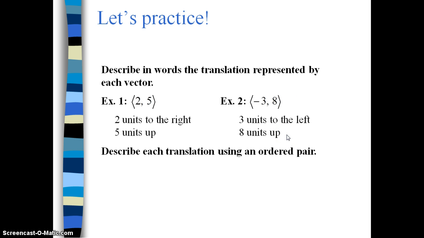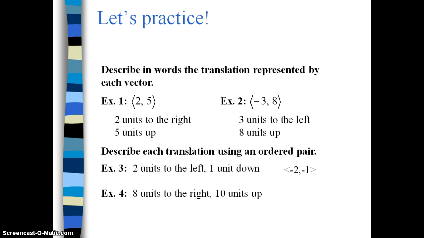Describe each translation using an ordered pair. So now we're actually going to write our own vectors. If I'm told to go 2 units to the left and 1 unit down, well, left has to be negative and down is negative, so this is going to be <-2, -1>. 8 units to the right and 10 units up, those are both going to be positive. This will be <8, 10>. Make sure when you're writing a vector that you're using these pointed parentheses. If you just used regular parentheses, that's just saying a point on your graph. It's not saying that you're moving around the graph.